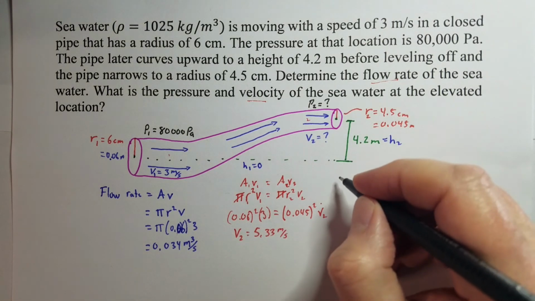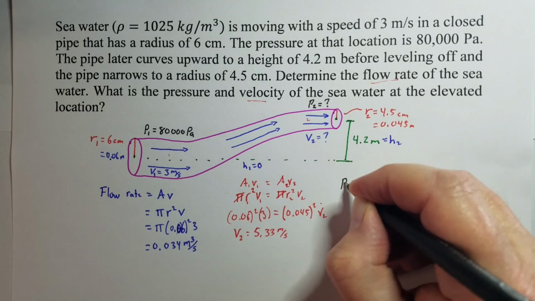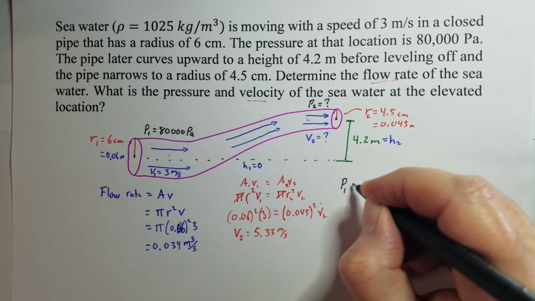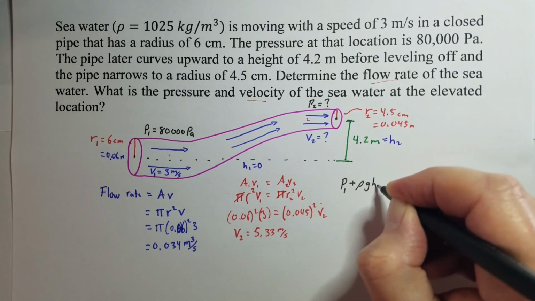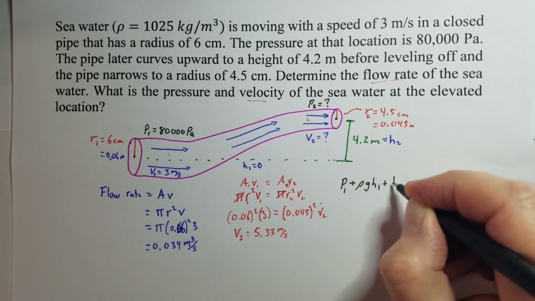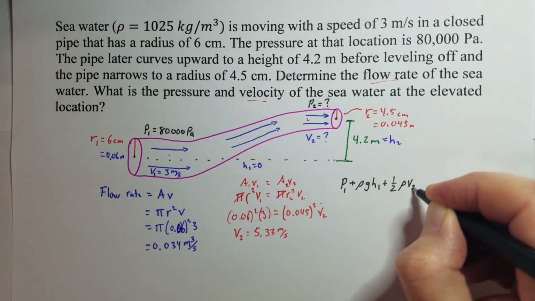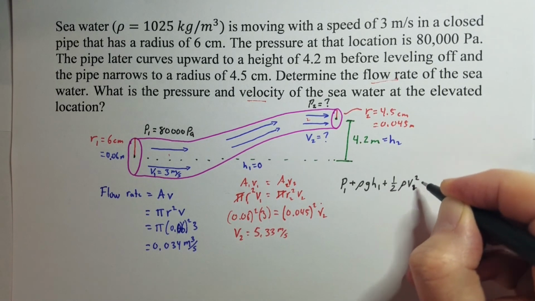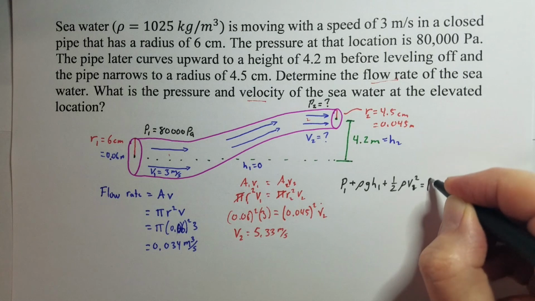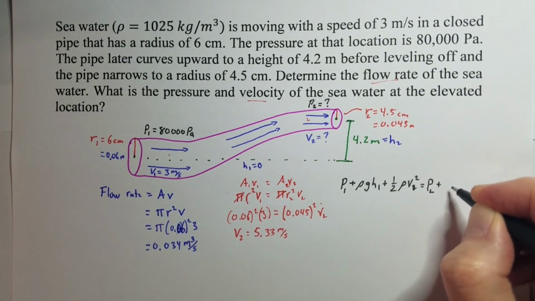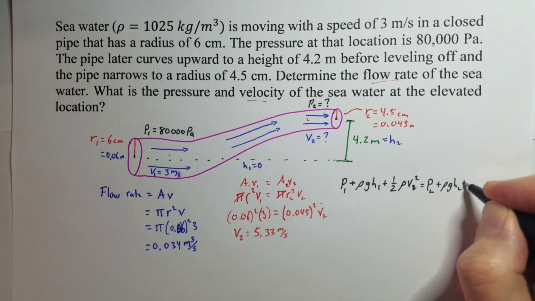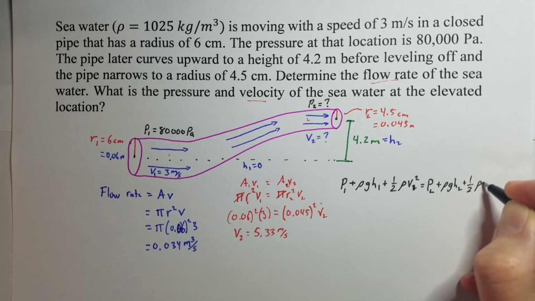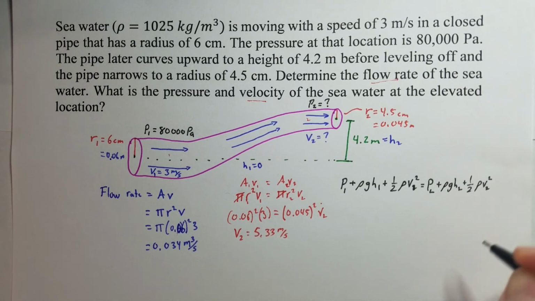And so Bernoulli is pressure at one point plus rho GH at that point plus 1/2 rho V squared at that point equals the pressure in the new section plus rho GH in that new section plus 1/2 rho V squared in that new section. All right, so what can we get rid of?